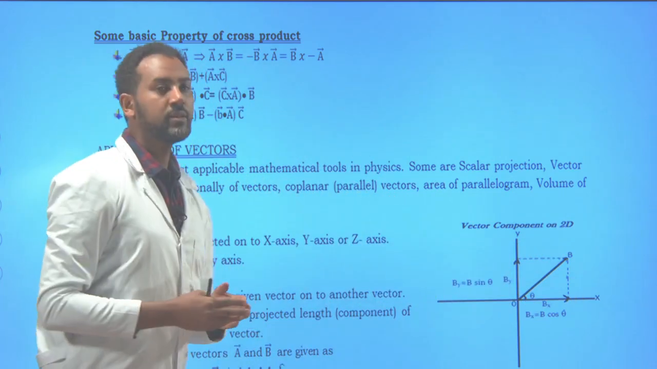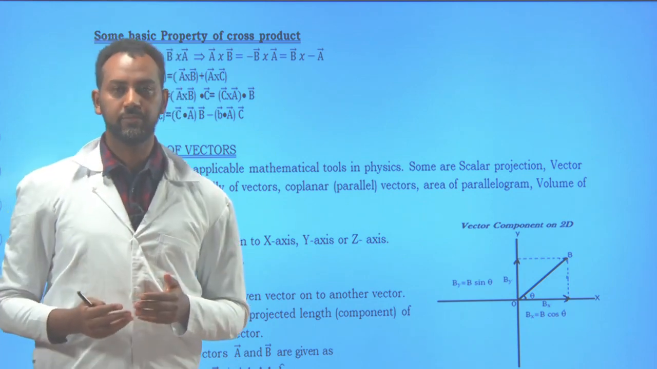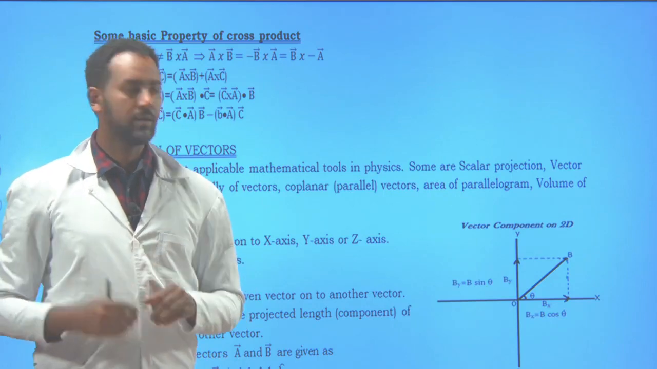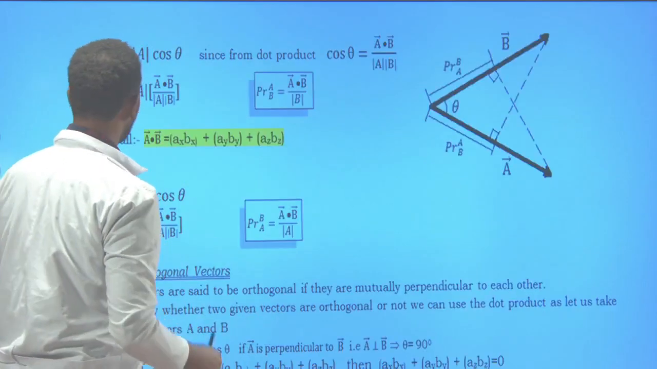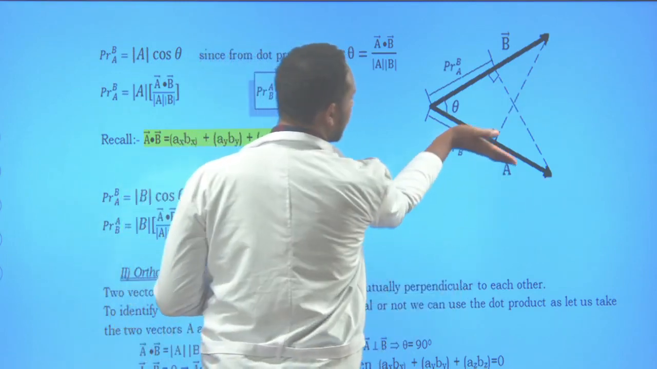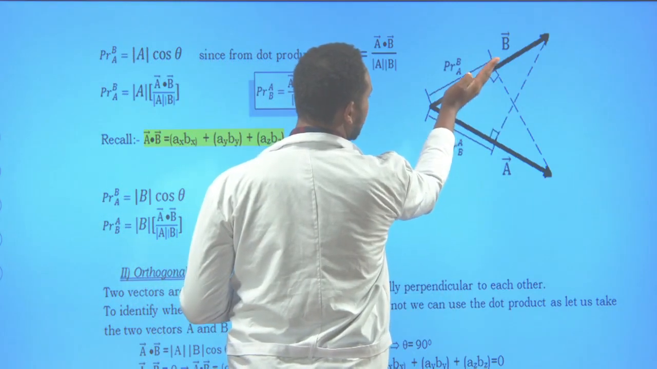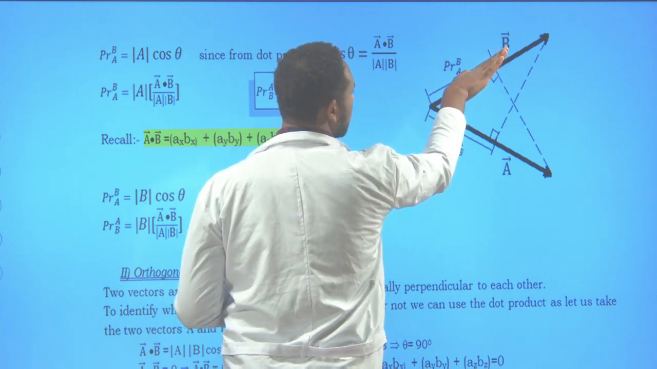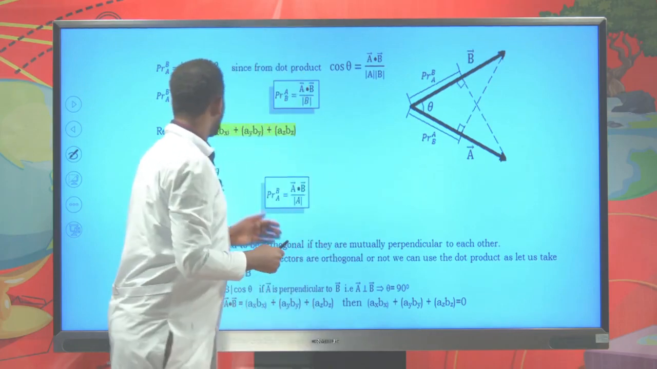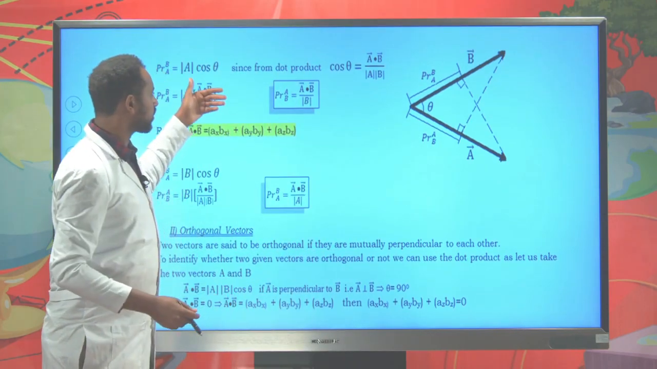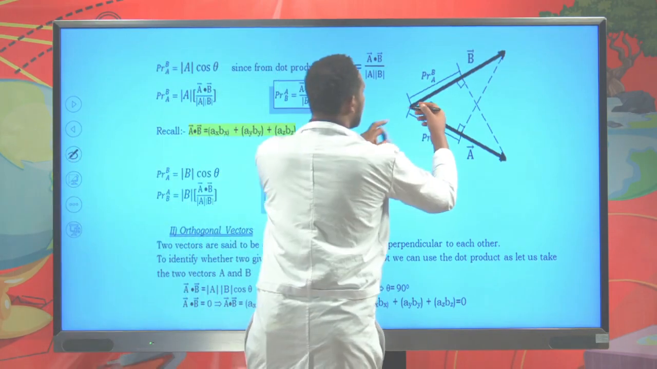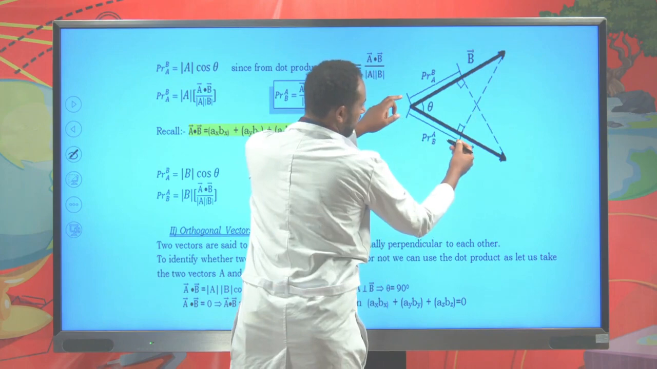But here we are trying to see how to project a given vector onto another vector. That's what we call a scalar projection. Here you have vector b and a. It's possible to project this vector onto the vector b. It's also possible to find the projection of b onto a. Okay? Suppose here, let's try to project vector b onto a. How do we determine the projection of vector b onto a?